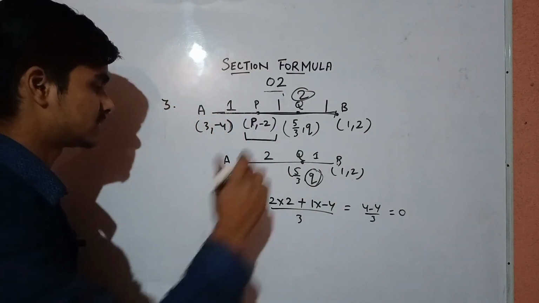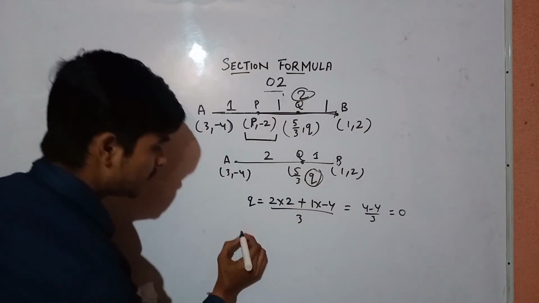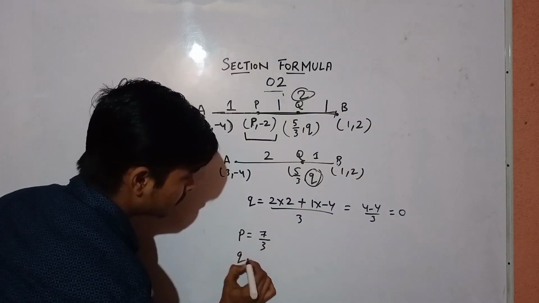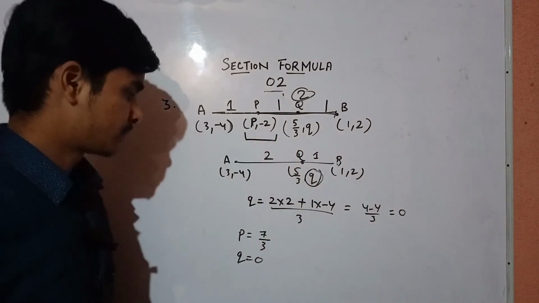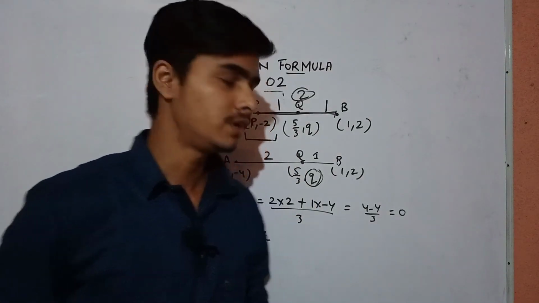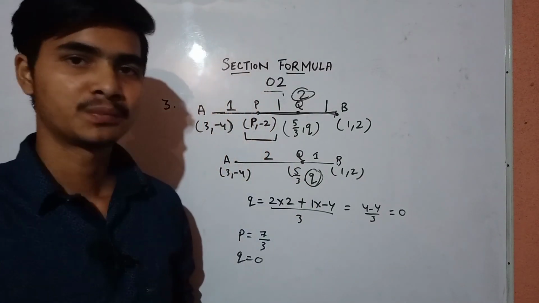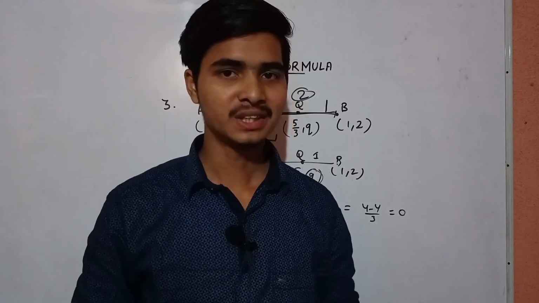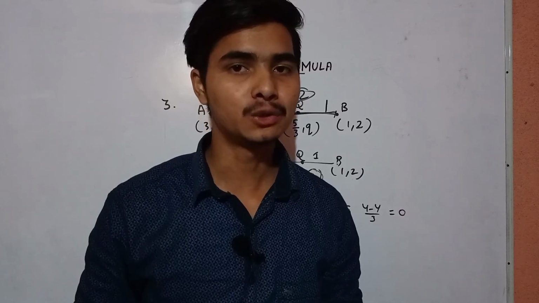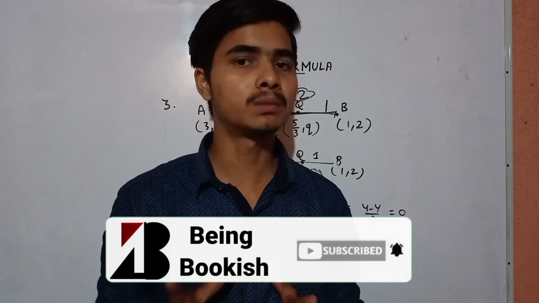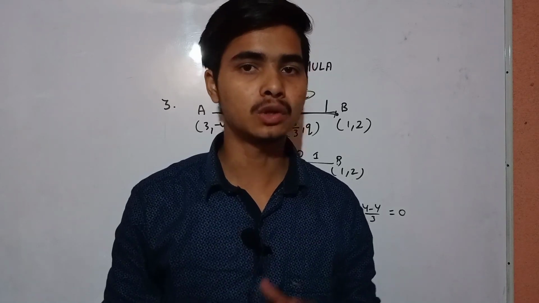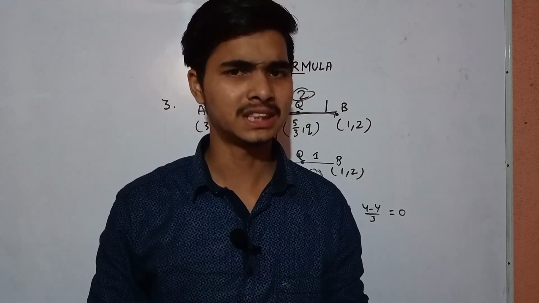Okay, no problem, doesn't matter. So at last we have the value of P as 7 by 3 and the value of Q as 0. And this is how we have solved this question. Okay, so that is all for today. I just tried to give you the basic formulas and the basic approach through which you would be able to solve the questions from this chapter.